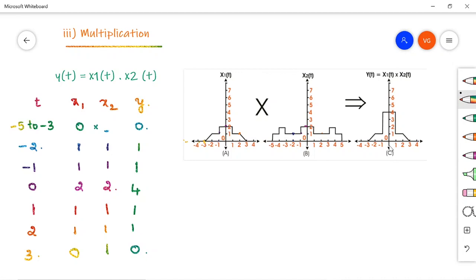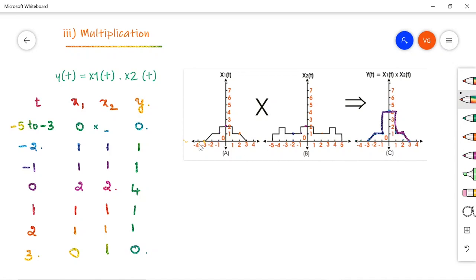So let us mark these points here. At -5, -4, -3 we have 0. Then at -2 we have amplitude 1. At -1 we have amplitude 1. And at 0 we have amplitude 4. And at 1 we have amplitude 1. At 2 also 1. And then at 3 we have 0. Now mark all the points and then join all the points to get the resultant wave. So we may get a doubt whether we have to draw a straight line or a slant line. See here, check the signal.